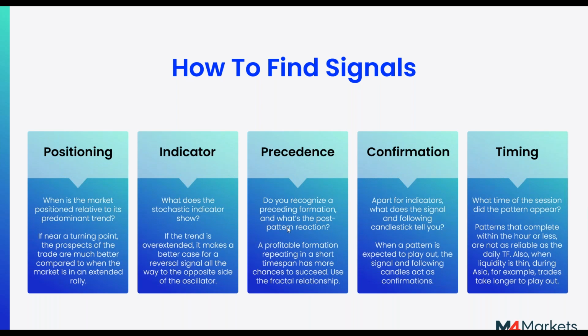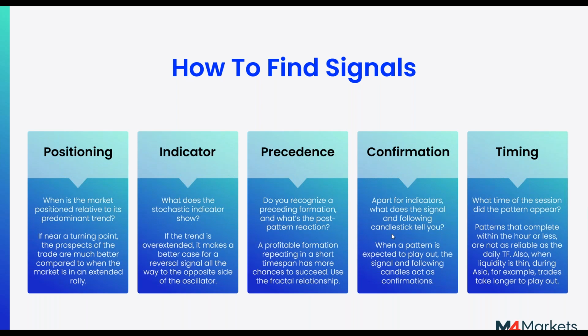For example, we need to confirm, which is the next step. Okay, what do the signal and the following candlestick tell you? When a pattern is expected to play out, the signal and the following candles act as confirmations. That, of course, includes the volumes. It's not the only thing, and the volumes should be looked at both at the indicator and confirmation stage. And then we're looking at the timing.